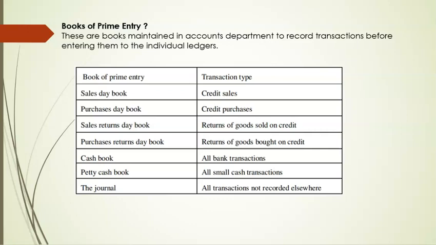If you can't record a transaction in any of these day books, that kind of transaction should be recorded in the journal. So that is all about books of prime entry. Again, books of prime entry means these books are used to record the transactions happening then and there before transferring them to the general ledger of the same account. That is called books of prime entry.